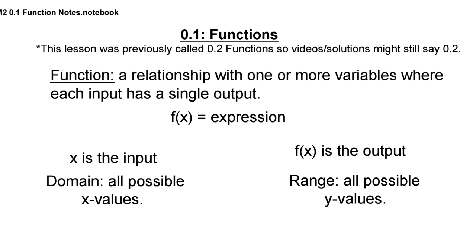Okay, today we're going over 0, 1 functions. Something to keep in mind is in the past, this was called 0, 2. So the solutions might say 0, 2. So functions are a relationship with one or more variables where each input has a single output.